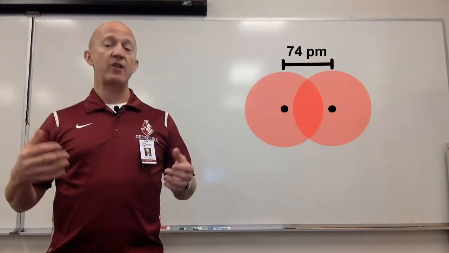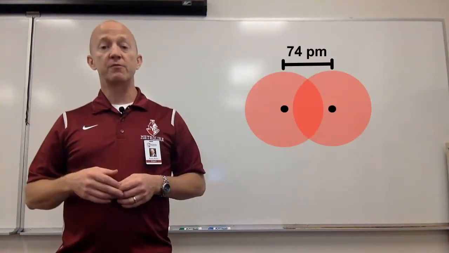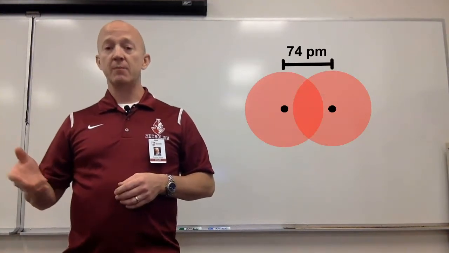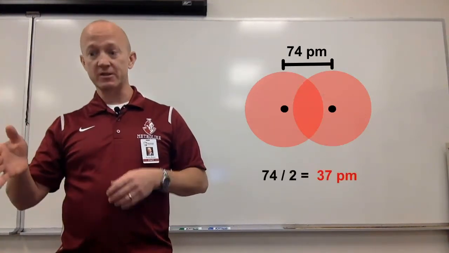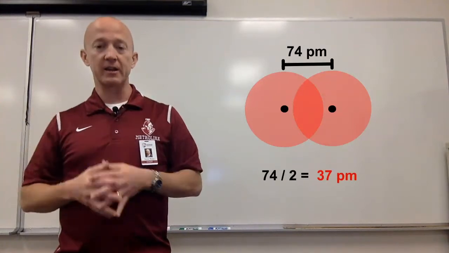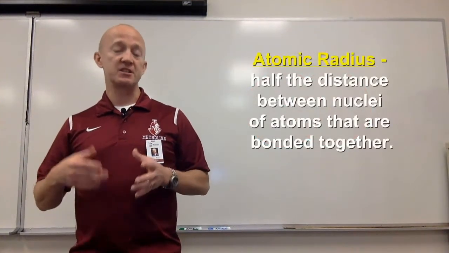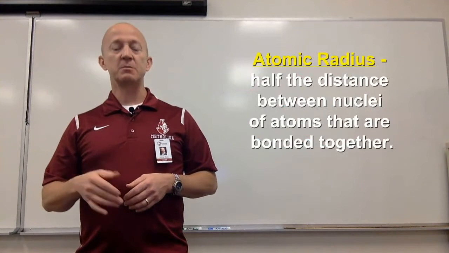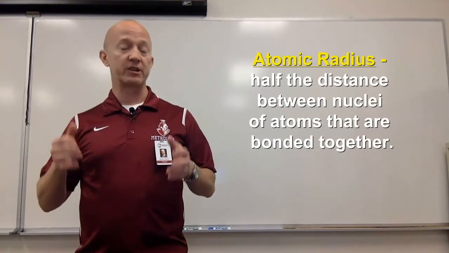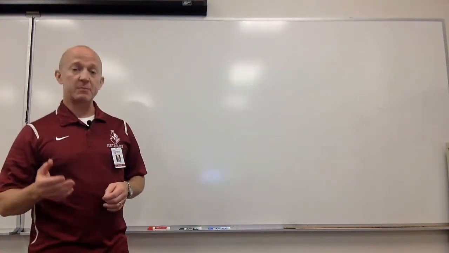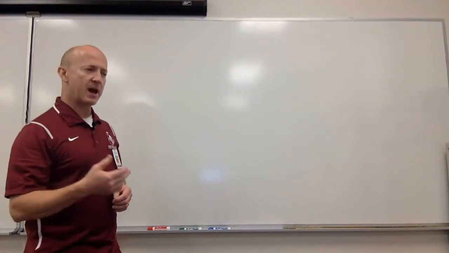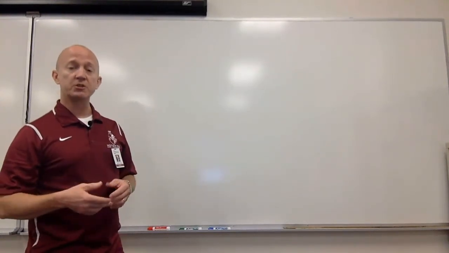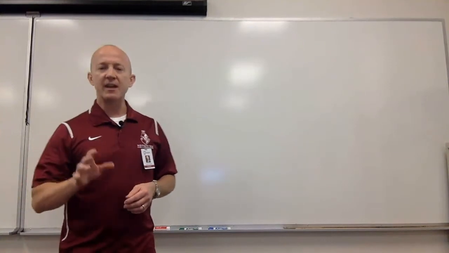If we have two hydrogen atoms that are bonded together, we can find the atomic radius of one hydrogen atom by taking the distance between one nucleus and the next nucleus and cutting it in half. So atomic radius is defined as half the distance between nuclei of atoms that are chemically bonded together. And as I said before, we can see a trend or a pattern in the periodic table with regard to atomic radius. And that's this.